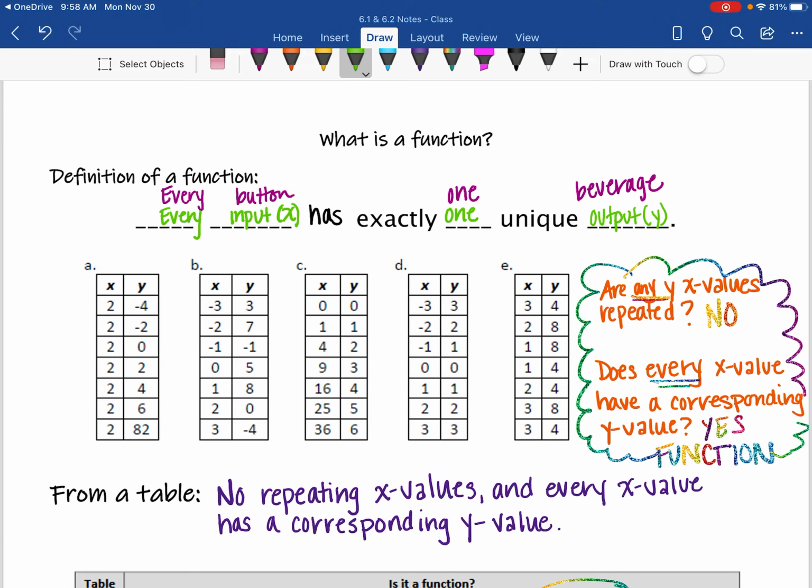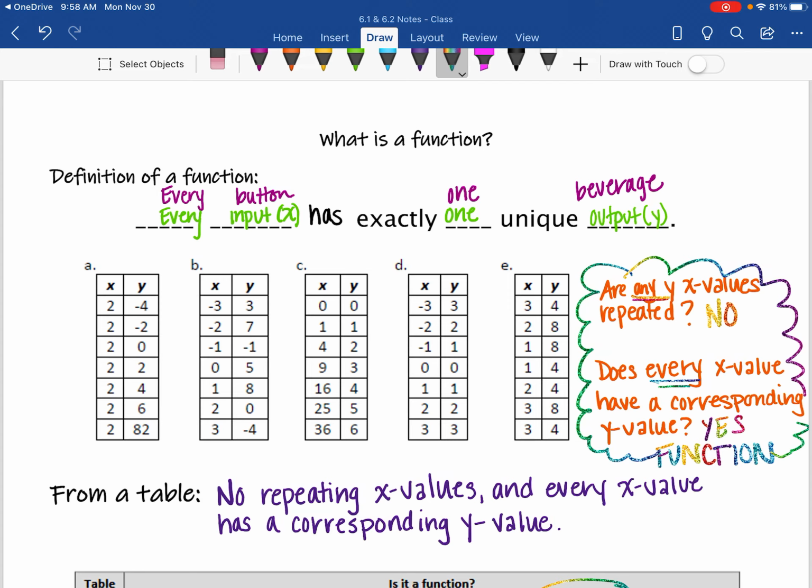So really, whether something is a function or not from a table, we need to make sure that there are no repeating x values and that every x value has a corresponding y value. So that's how we're going to check from a table. I've outlined over here in the rainbow pen the questions that you want to ask yourself. Are any x values repeated? If not, then we're good. Does every x value have a corresponding y value? If yes, then we're good. Both of those things have to happen for something to be a function.